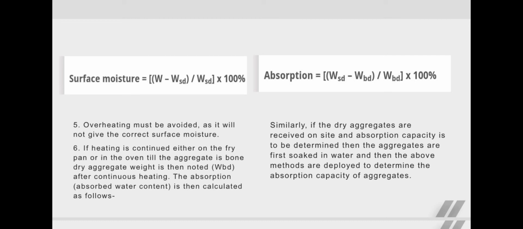Similarly, if dry aggregates are received on site and the absorption capacity is to be determined, then the aggregates are first soaked in water and then the above methods are deployed to determine the absorption capacity of aggregates.